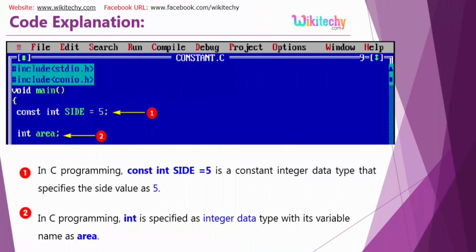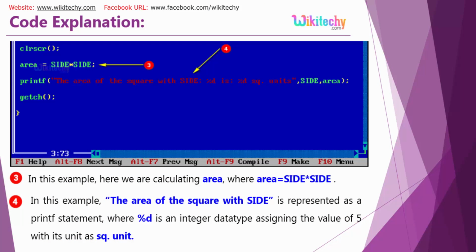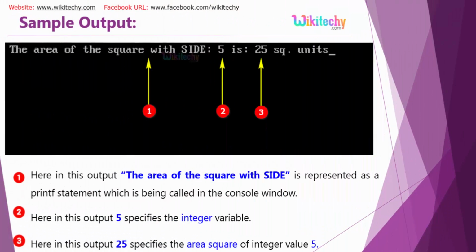Now here is the program. Side is the variable declared as an integer of type constant and the value is 5. And here is area, it's an integer type. Now area I want to calculate side into side, that's the multiplication of side into side, and printing the area of the square with the side %d is side and the %d is area. So the output is area of the square with the side 5 is 25. So this is the output.